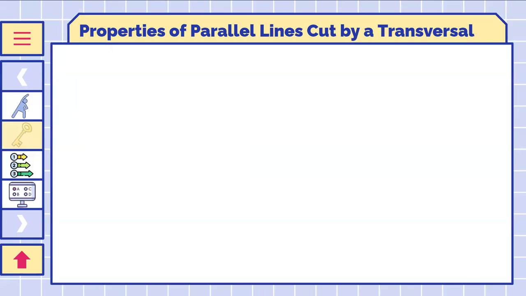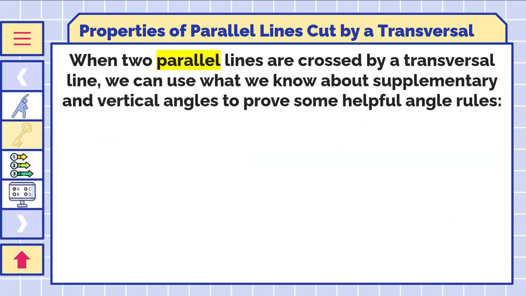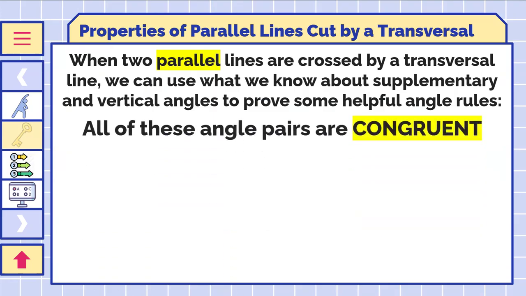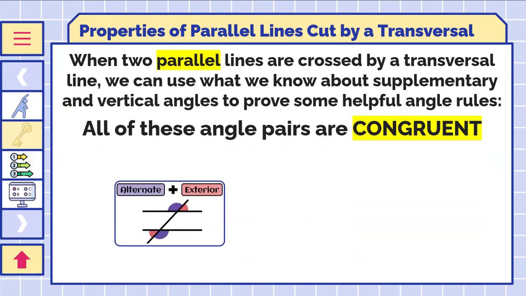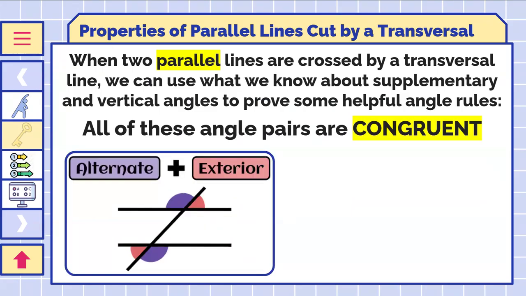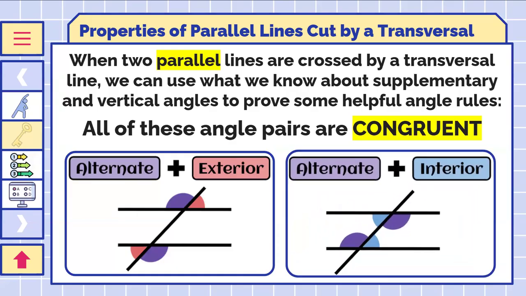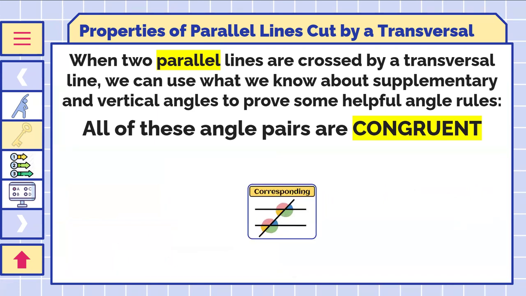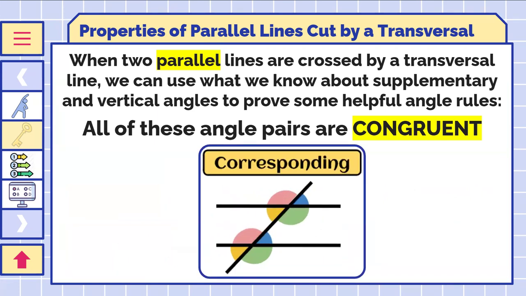And let's see what we're actually dealing with today, which really has to do with what you're doing in that warm-up. When two parallel lines are crossed by a transversal line, we can use what we know about supplementary and vertical angles to prove some helpful angle rules. So, keep in mind, all of these angle pairs are congruent. Remember, congruent means equal, the same. So, alternate exterior angles are congruent. Alternate interior angles are also congruent. And corresponding angles are congruent.